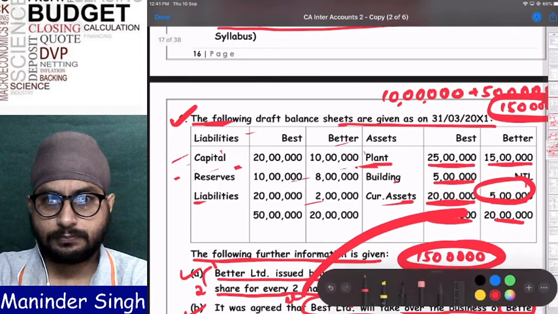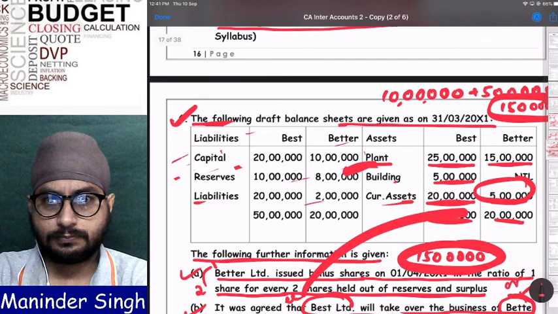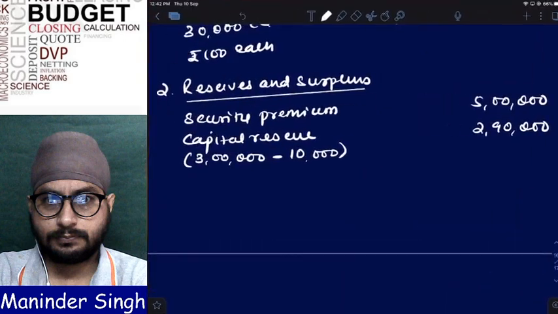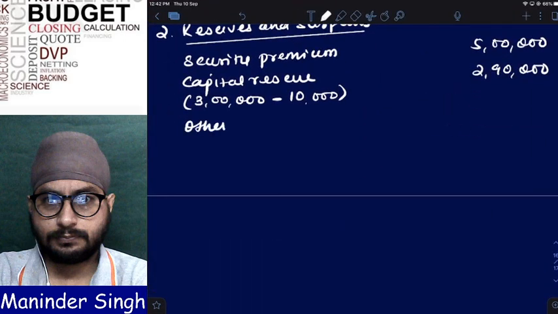Now tell me, will I take this fellow's reserves? No, because nothing is given, right? Whether it is statutory or non-statutory, nothing is given. I'll not take. So how much are the other reserves? 10 lakhs. Here other reserves 10 lakhs.